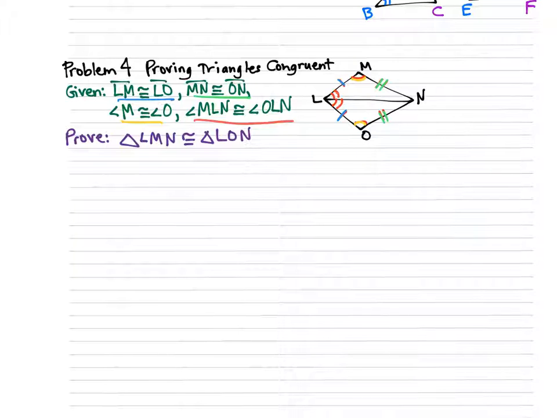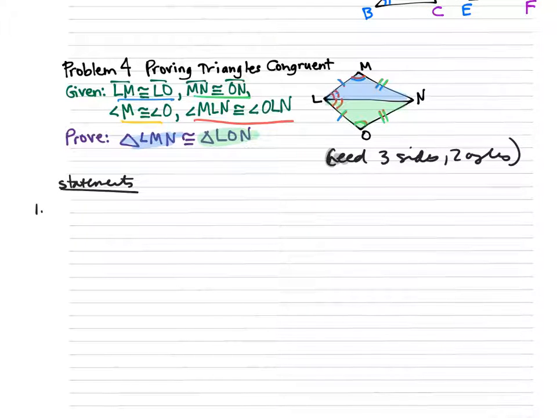So LMN is this triangle here. We're going to prove that this triangle is congruent to LON, which is this triangle here. And so remember we need 3 sides and 2 angles. So let's start with our givens, statements.